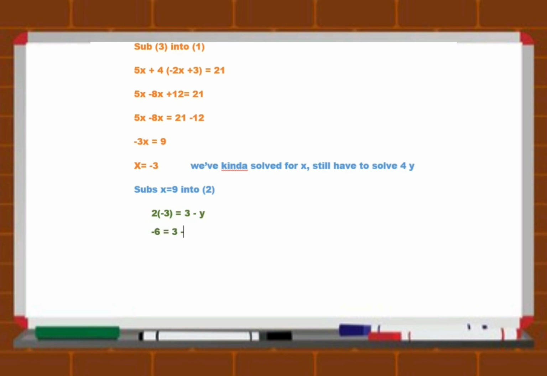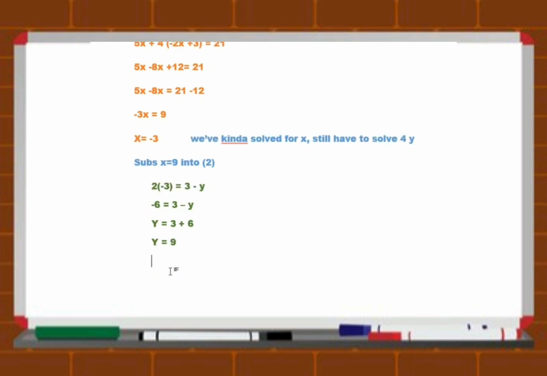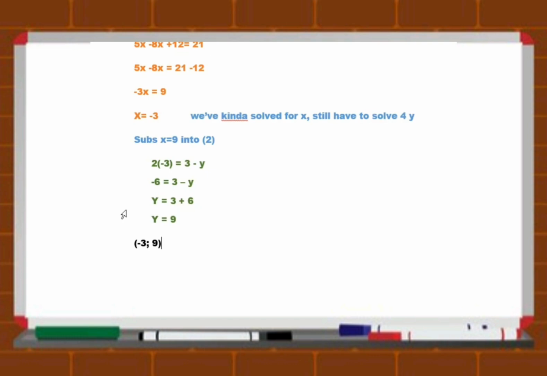Y. Divide all of these terms by a negative 1 to make this y positive. Or you can take this y, bring it over to the other side, and then leave 3 here, take the 6, move it over to the other side, right? And then now y is equals to 9. So how are you going to write this as a final answer? Minus 3, 9. And then we've solved the simultaneous equation.